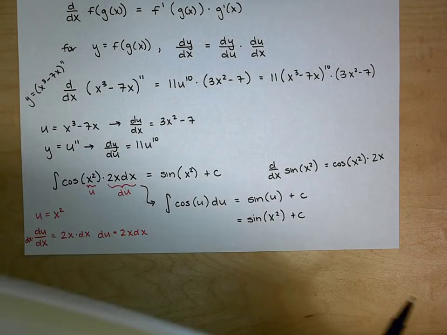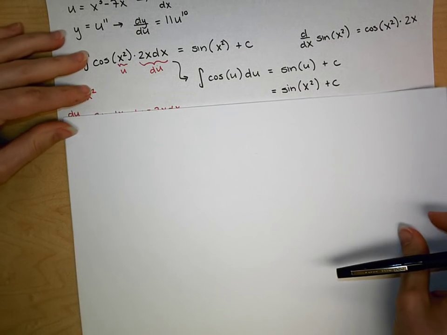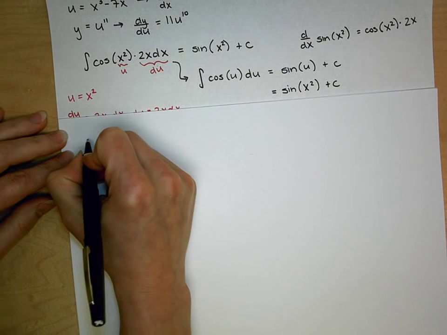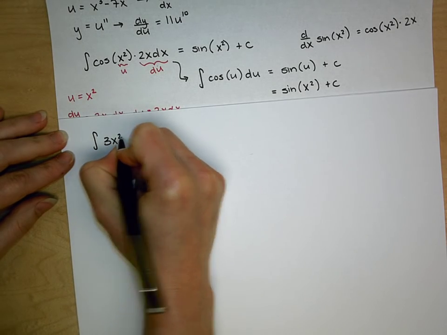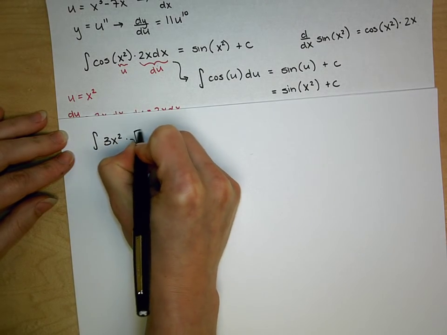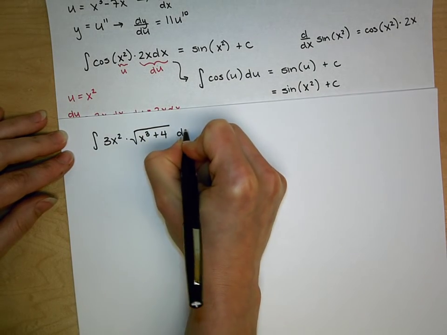Let's try another example. Okay, so let's look at the integral of 3x squared times the square root of x cubed plus 4 with respect to x.